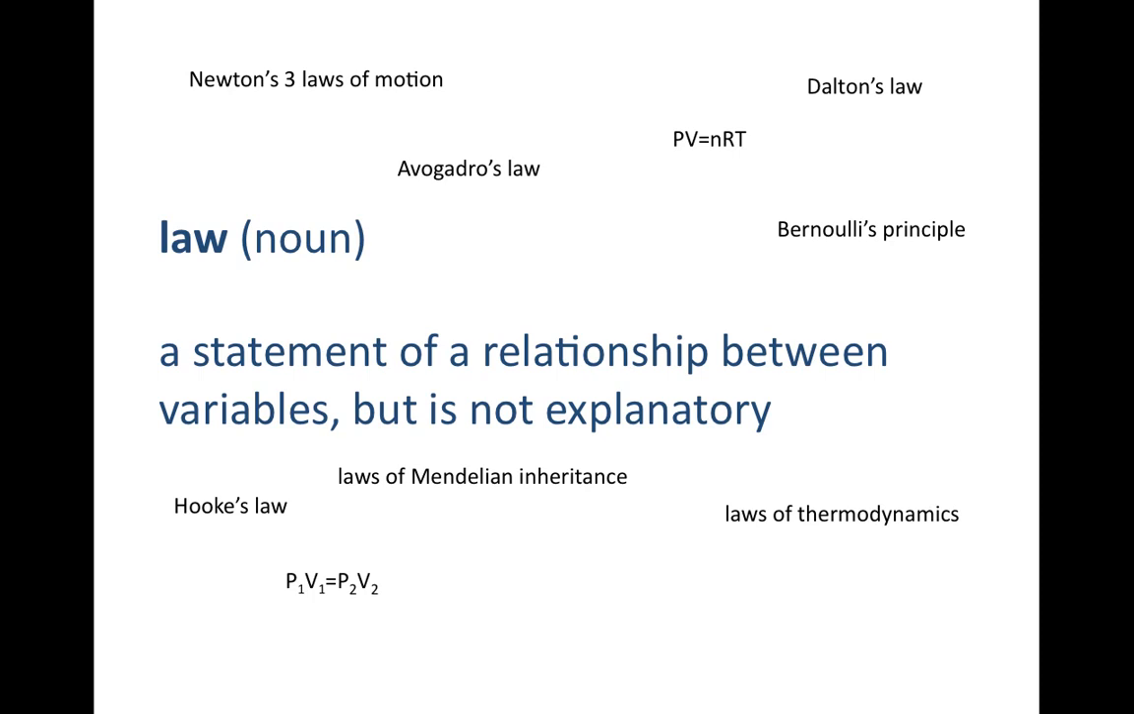So for example, Newton's three laws of motion describe how things move, but they don't actually explain why they do so. The same with the gas laws or with Mendel's laws of inheritance. Hooke's law just looks at the behavior of springs, and the law of conservation of mass. They don't then go on to explain why there is a relationship between those variables. They simply state there is a relationship.